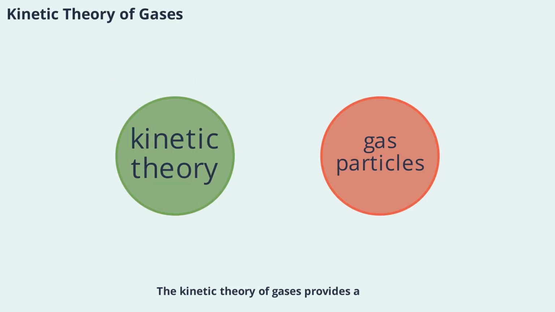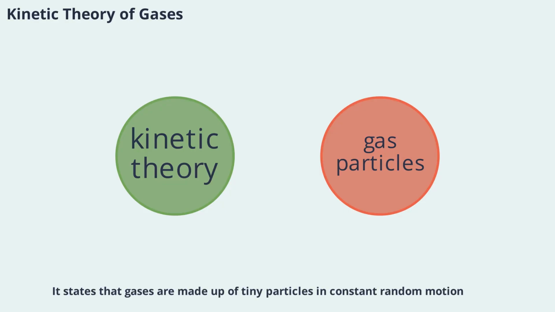Kinetic theory of gases provides a framework for understanding how gas particles behave. It states that gases are made up of tiny particles in constant random motion. These particles collide with each other and the walls of their container, creating pressure. The theory helps explain why gases expand, compress, and mix so easily. By focusing on the motion and energy of particles, kinetic theory reveals the underlying reasons for many gas behaviors we observe.